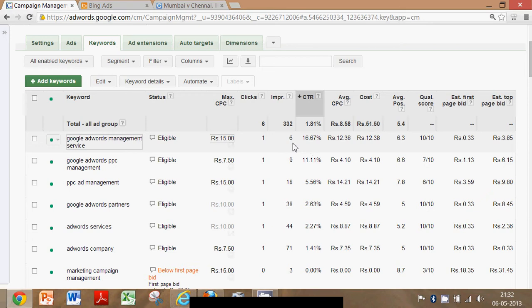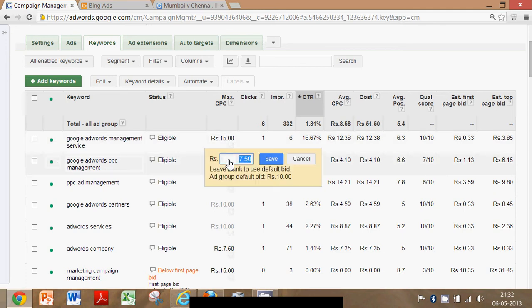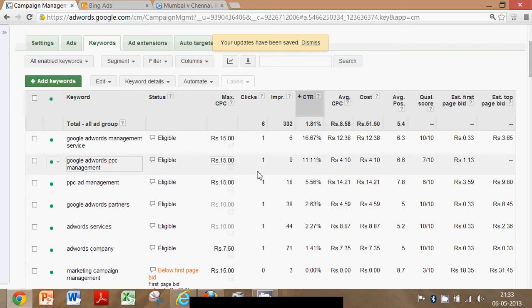Similarly, Google AdWords PPC Management, now I have bid only 7 rupees 50 paisa. In fact, let me change it to 10 rupees because this is a good keyword. So there is no reason for me to not bid high for this. And 9 impressions is resulting in 1 click.